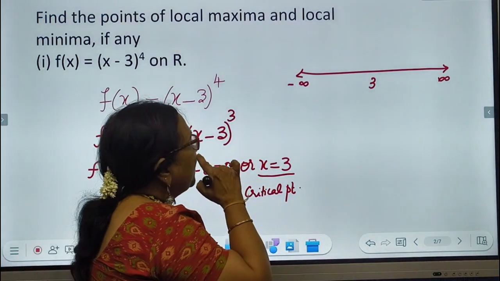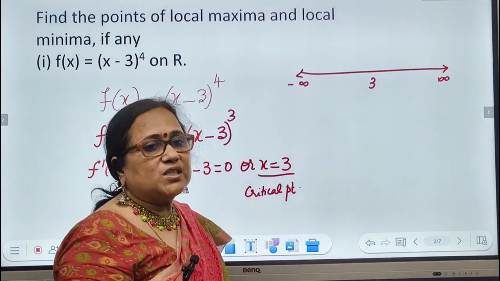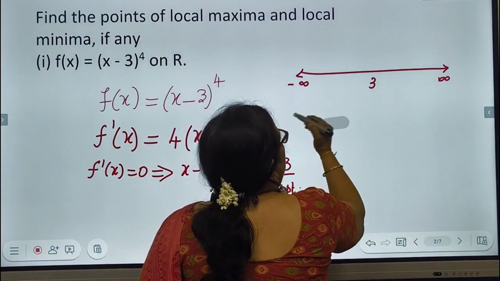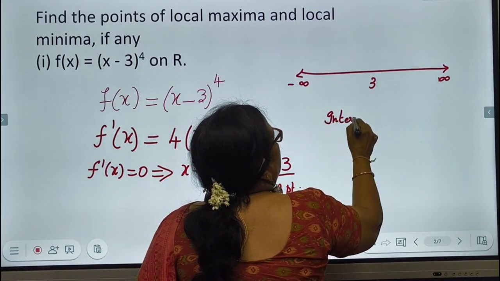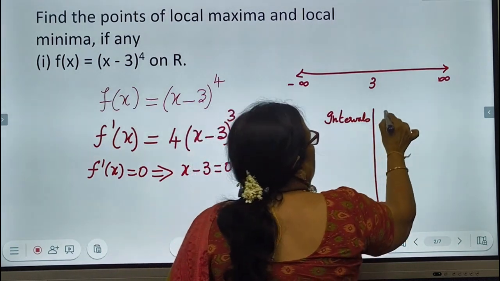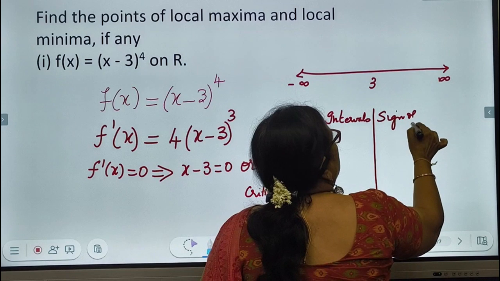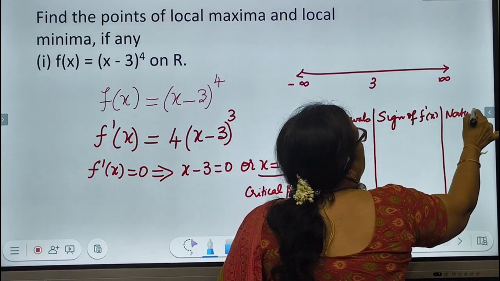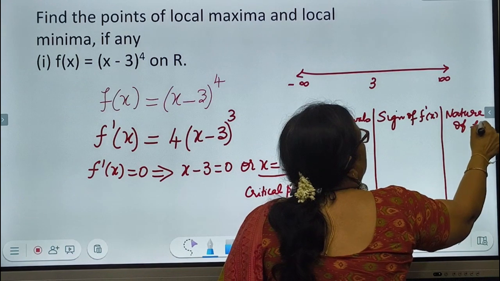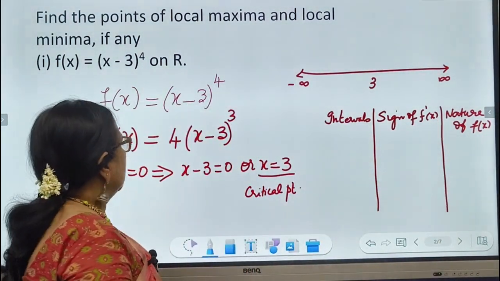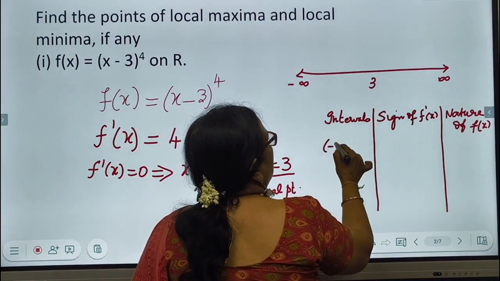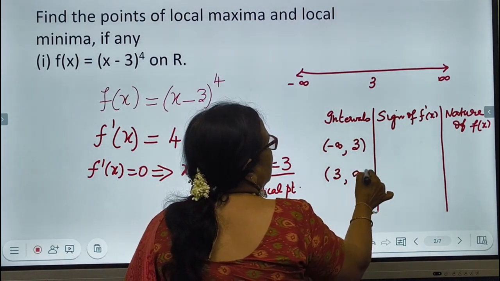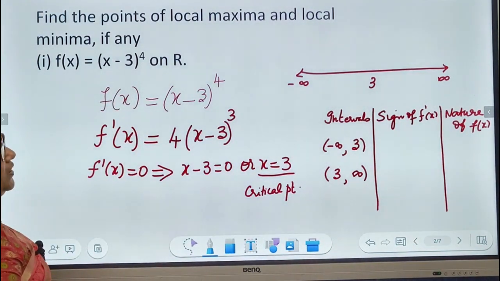Now, how do you find whether a function is increasing or decreasing? We look at the sign of f dash of x. So first you have the class intervals. I'll just write intervals, sign of f dash of x, nature of f of x. So what is the first interval? Minus infinity to 3. There are only two intervals: minus infinity to 3 and 3 to infinity.